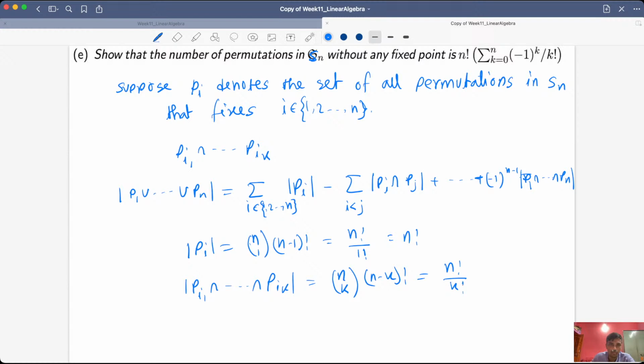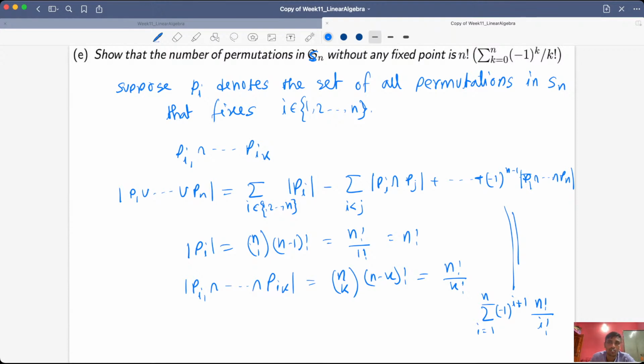So from this I will get that this is just the sum, i equal to 1 to n, of minus 1 to the power i plus 1 times n factorial by i factorial. Yes, i factorial. But this is the complement of the number that we wanted. In our case, we want the number of permutations without any fixed point, and this counts at least one fixed point, right?